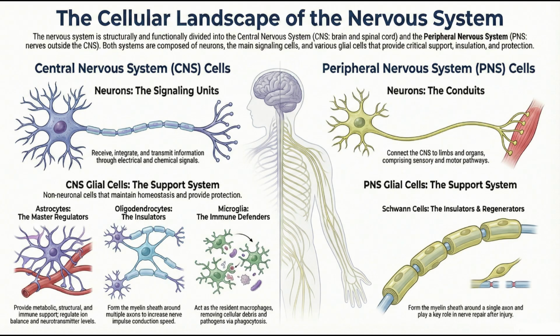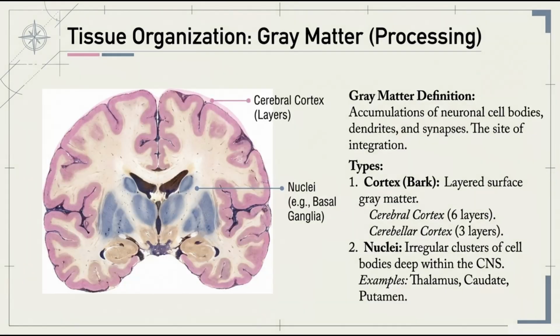Which takes us perfectly to slide 7, gray matter organization. Gray matter is gray because it lacks that fatty myelin. It is composed primarily of neuronal cell bodies, dendrites, and the synapses between them. This is where the computation happens. This is the thinking part of the brain.